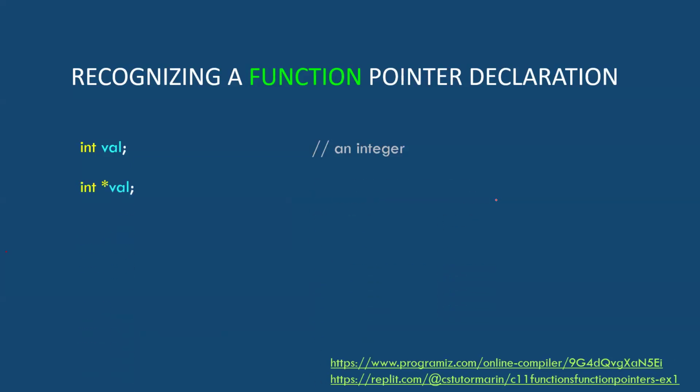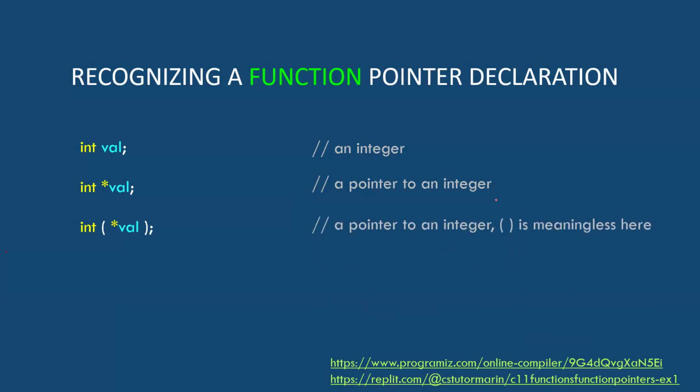There's an integer. There's a pointer to an integer. There's a... I don't think that's a function pointer, right? That's just a pointer to an integer where we happen to put some spare parentheses around it. It's very, very easy to get confused, right? The thing that's missing is the parentheses that have to follow that, okay?